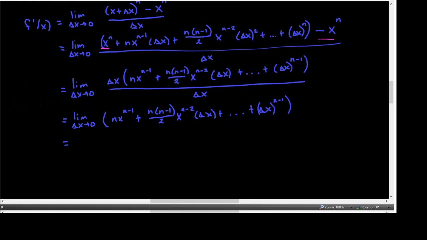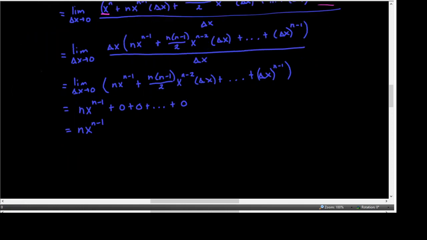Replace every delta x with 0. The result will be n times x to the n minus 1 plus 0 plus 0 plus 0 plus 0 plus 0 plus 0, because every delta x will turn each term into a 0 until we have the last 0. And so the answer is n times x to the n minus 1.